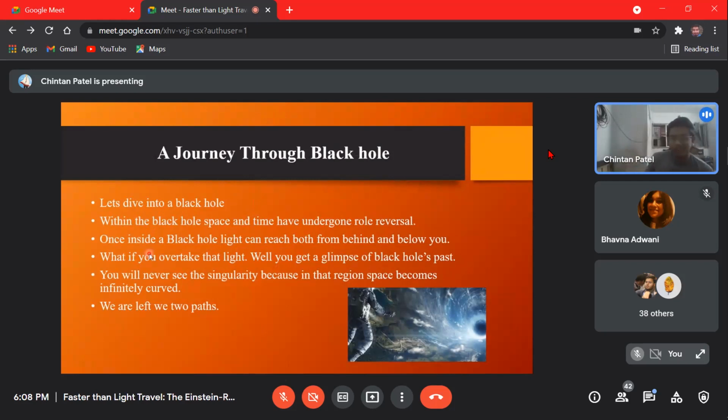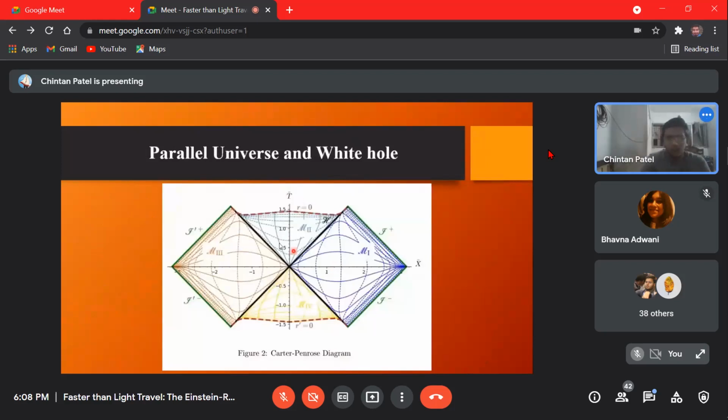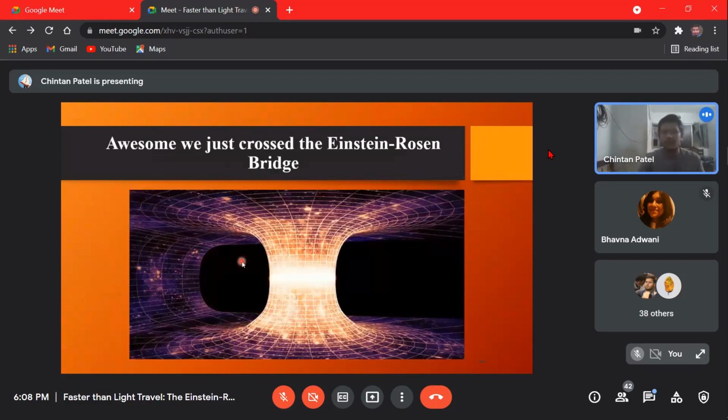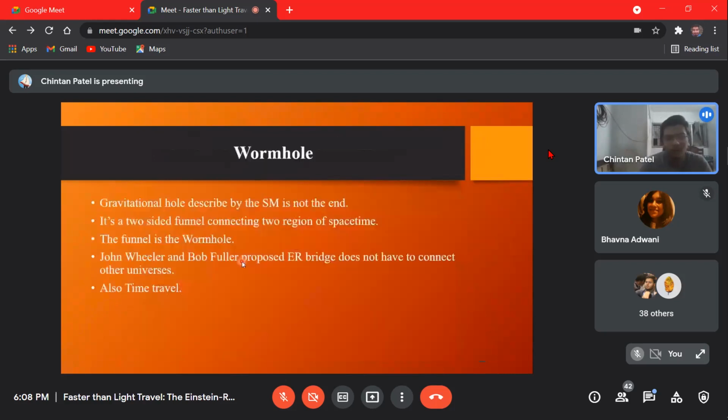But let's say you can travel faster than the speed of light, then you have two paths left. All these assumptions have to be made. So let's say you are in the region M2. You are eventually moving towards this line, which is the singularity. You can turn around and come out from the black hole with superluminal speed, or you can just go here. That will take you to another universe. So yeah, that was it. Einstein-Rosen bridge. We just crossed the Einstein-Rosen bridge.